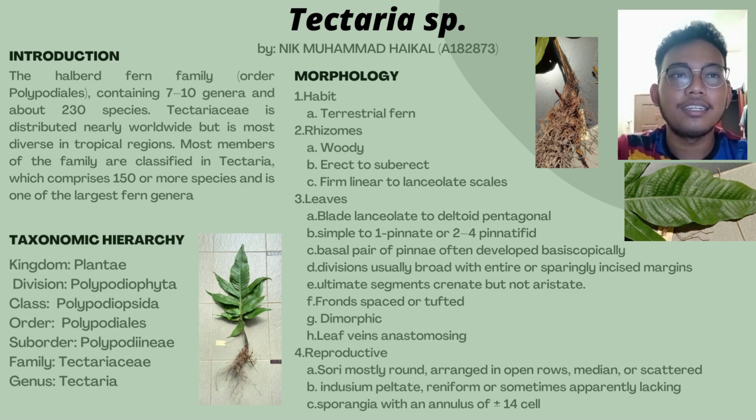So the Tectariaceae is also known as the halberd ferns family in order Polypodiales, containing 7 to 10 genera and about 230 species. Tectariaceae is distributed nearly worldwide, but it is most diverse in tropical regions. Most members of the family are classified in Tectaria, which comprises 150 or more species and is one of the largest fern genera.